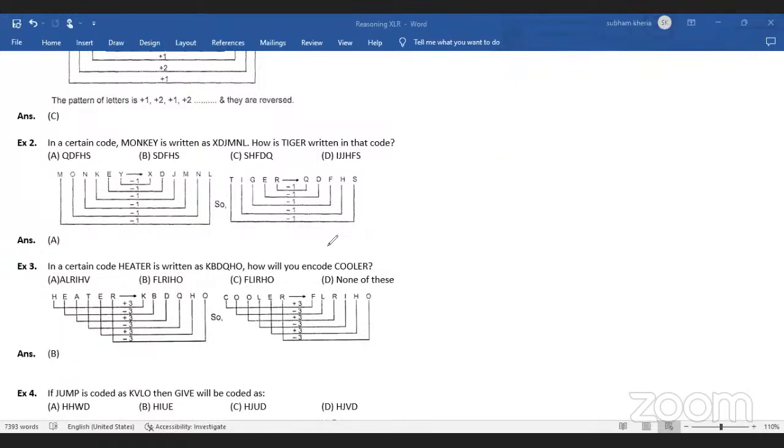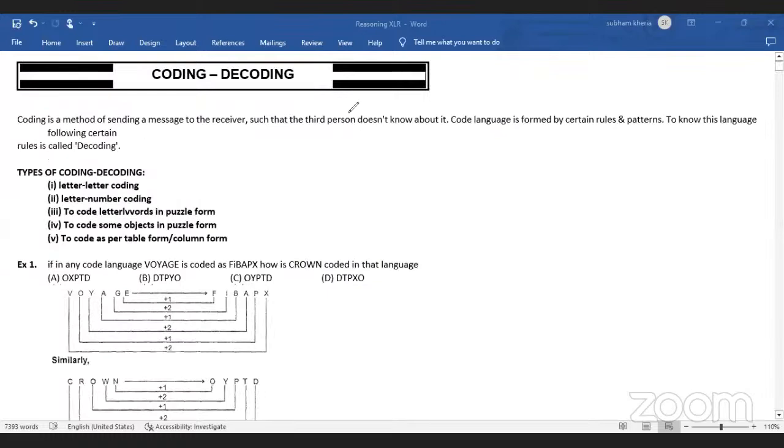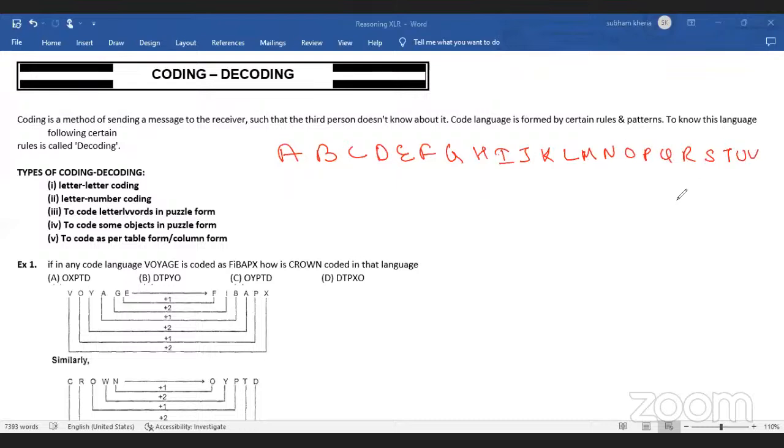Before getting to coding decoding, let's first see our alphabets. Just give me 2 minutes. Let's see alphabets here. A B C D E F G H I J K L M N O P Q R S T U V. W X Y Z. Okay, let's give them numbers.